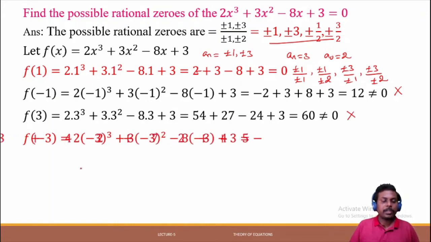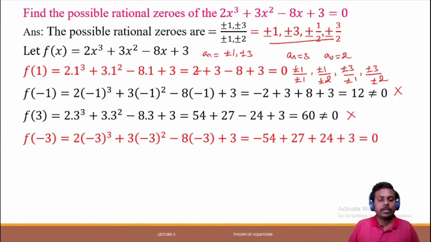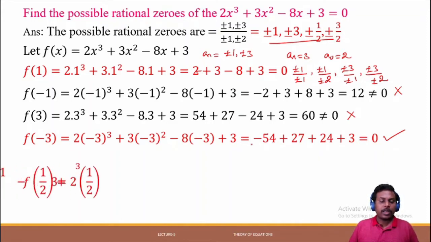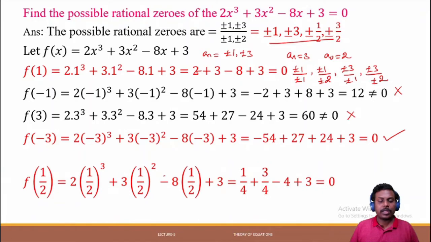Next, f of minus 3. F of minus 3 is what? 2 into minus 3 whole cube, that is minus 54, plus 27, plus 24, plus 3. So this is equal to 0. So we can say this is a rational zero of the given polynomial equation. Next one, f of half. You try with half, then you can see that this is also becoming 0.